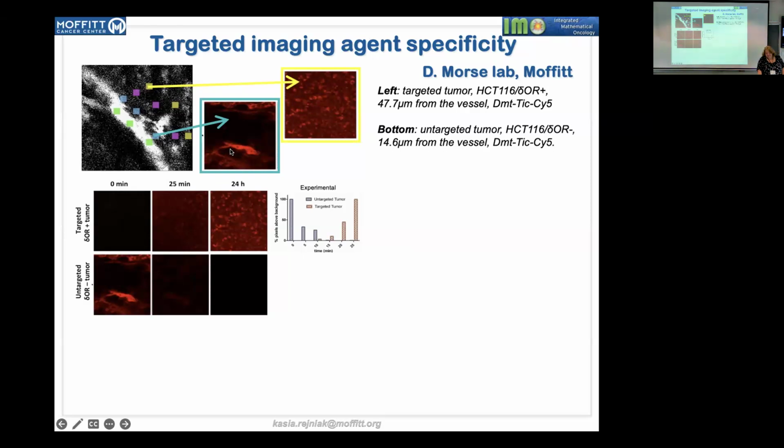And for the cells that don't have the receptors, they want to look near the vessel, so they see the biomarker in the vessels, but then with time, there is no uptake, right? Because the cells have no receptors. And you have the fluorescent quantification of those two processes here. So from the high concentration near the vessels for this untargeted tumor, or from zero concentration to the high concentration when they look at the targeted cell lines.